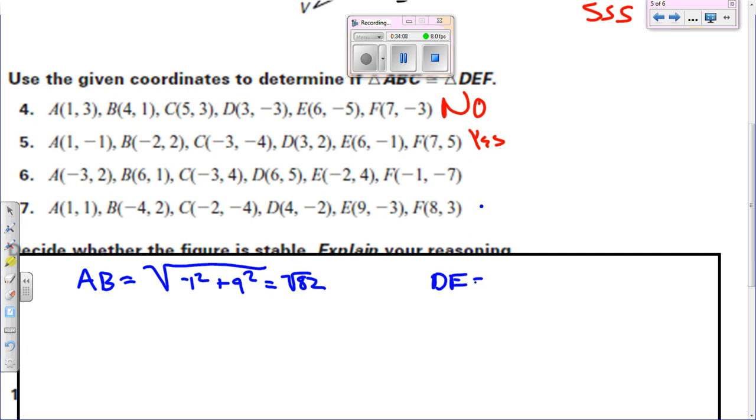DE, 4 minus 5, negative 1 squared. Negative 2 minus 5 gives me 7 squared. Negative 2 minus 6 gives me 8 squared. So it's 4 minus 5 and negative 2 minus 6. Gives me negative 8 squared. Either way, this gives me 65. And so those are not equal, so that would be no.